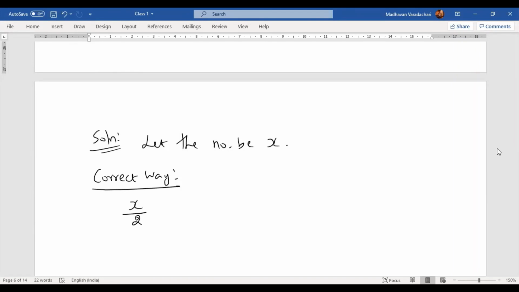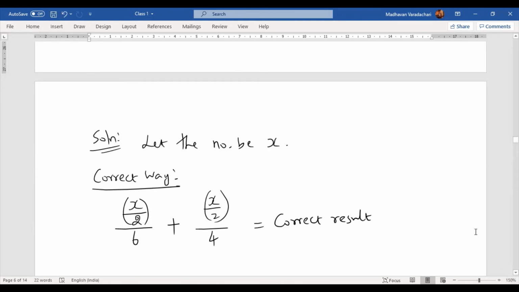The student was asked to divide it by 6. Half of the number is x by 2, and that has to be divided by 6. Then the other half will also be x by 2, which he is supposed to divide by 4. This is the correct way he should have done it. And then he was asked to add these two quantities. Whatever result he gets, that will be the correct result.